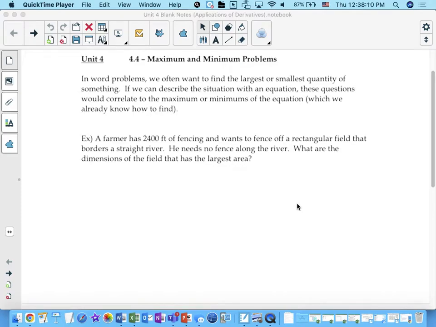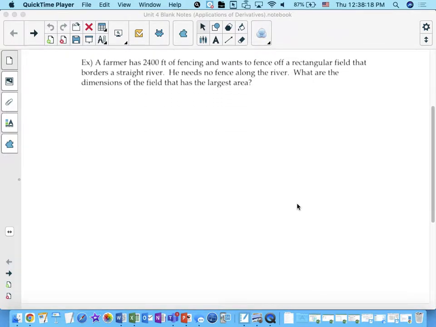I'm going to start by looking at a problem that you guys may have seen last year in 20-1. Okay, this is a maximization problem. A farmer has 2,400 feet of fencing and wants to fence off a rectangular field that borders a straight river. He needs no fence along the river. What are the dimensions of the field that has the largest area?